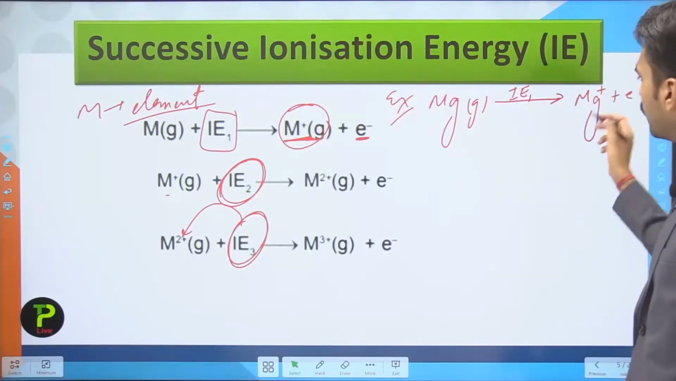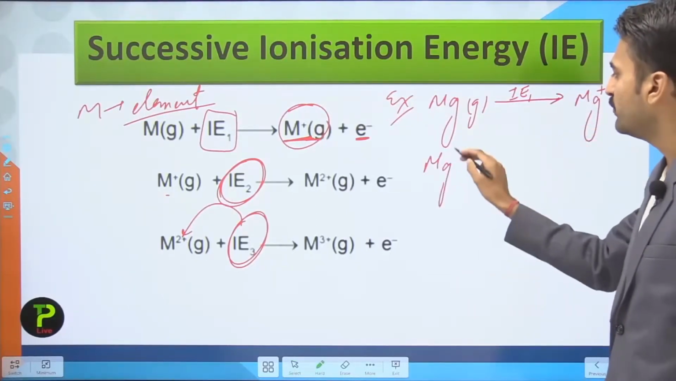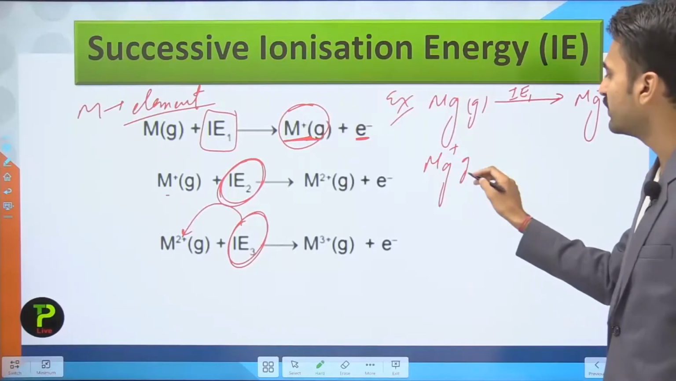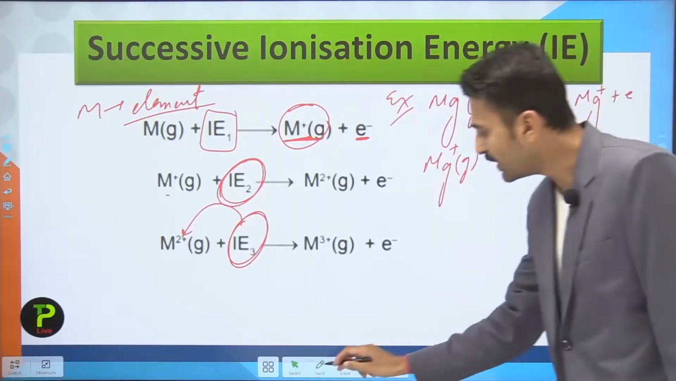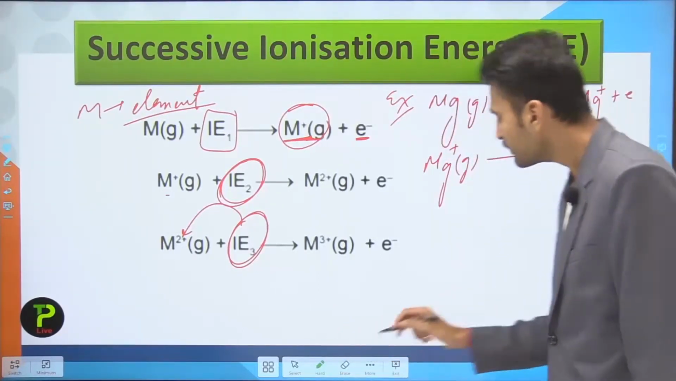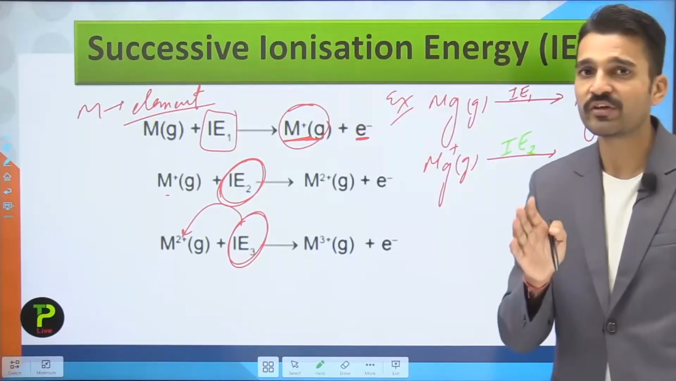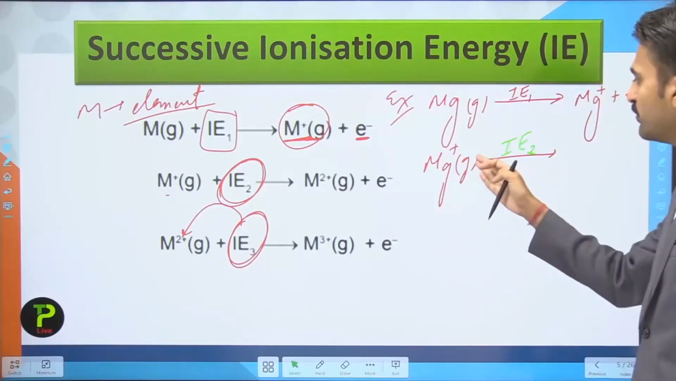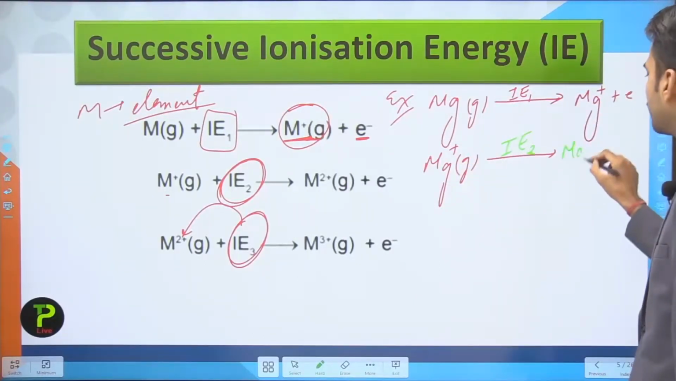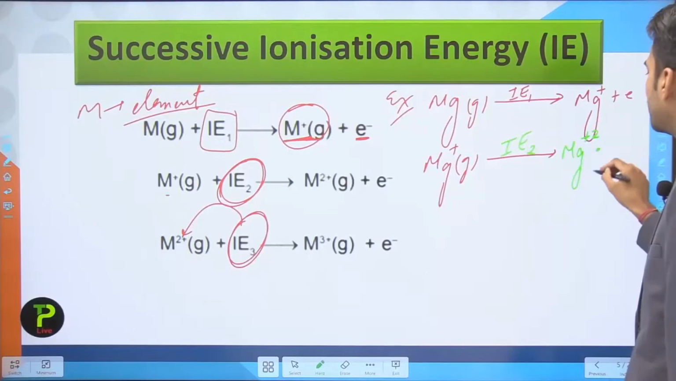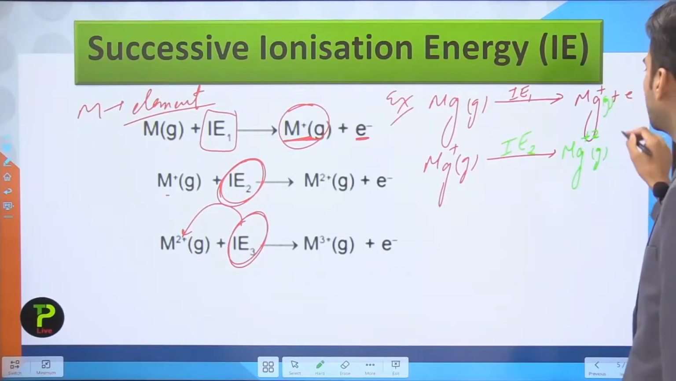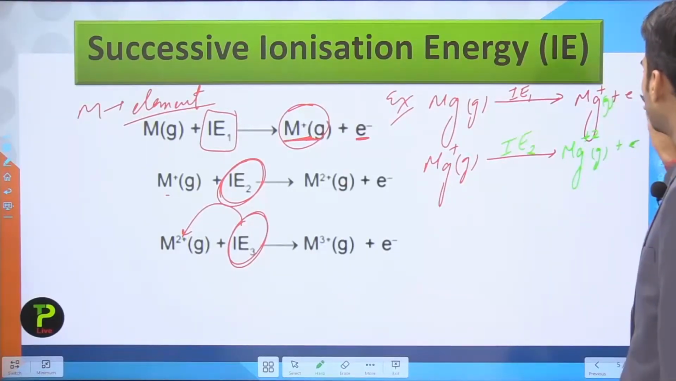Now if I remove one electron from what? From the Mg plus ion which is present in the gaseous state. This particular energy will be termed as ionization energy 2, and the Mg plus will convert into Mg plus 2, also in the gaseous state, and one electron is removed.